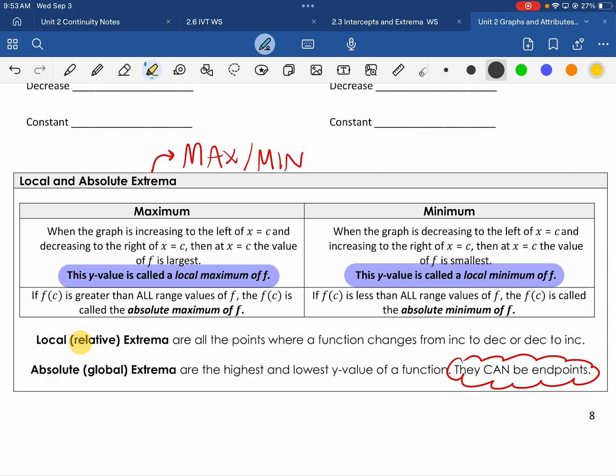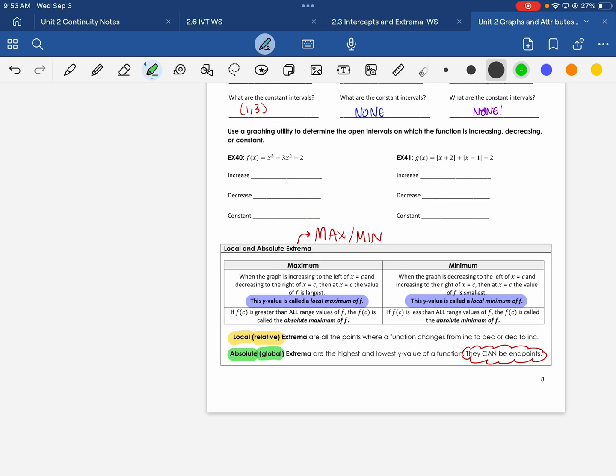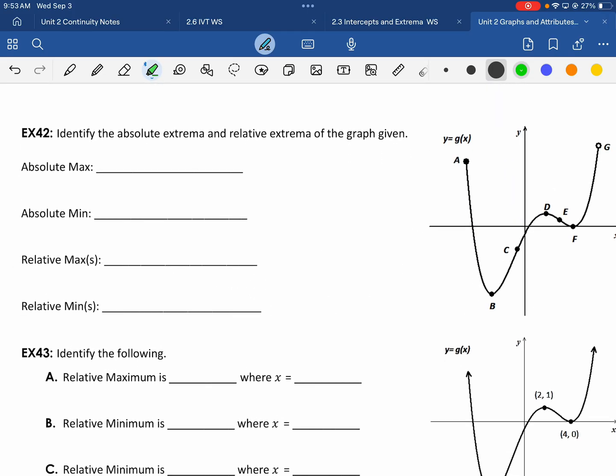All right, another word for relative is local. If you hear the word local, that means the same thing. And another word for absolute is global. So don't get thrown by the vocab. I think in AP Calculus, relative and absolute are the most common, but sometimes you hear local and global. Okay, so let's start off with a problem.